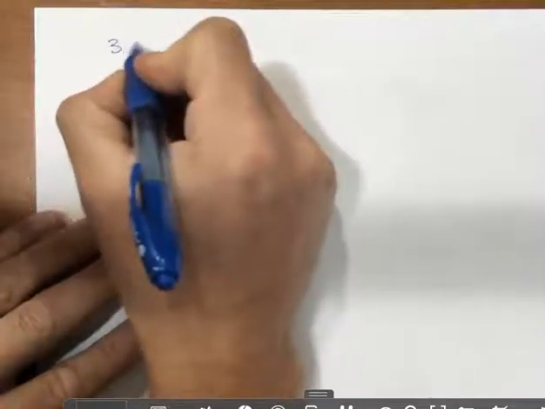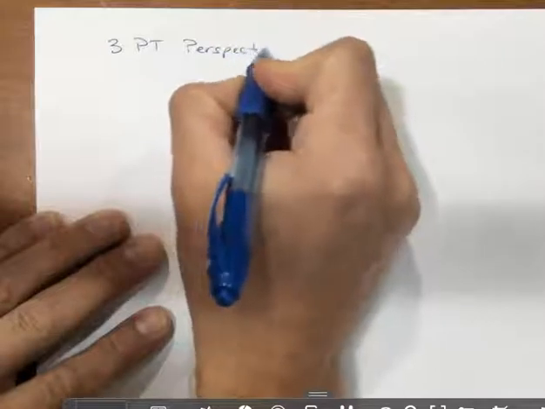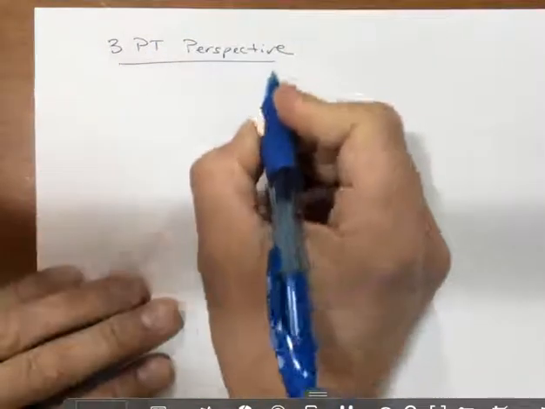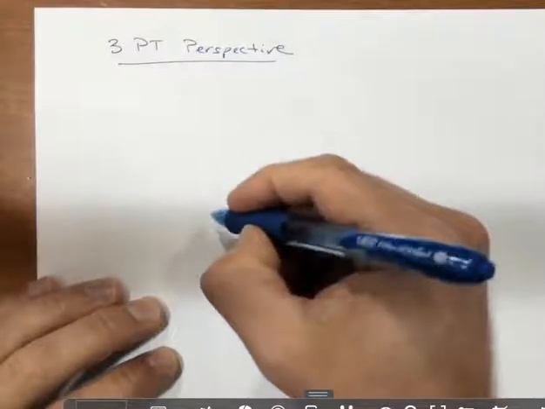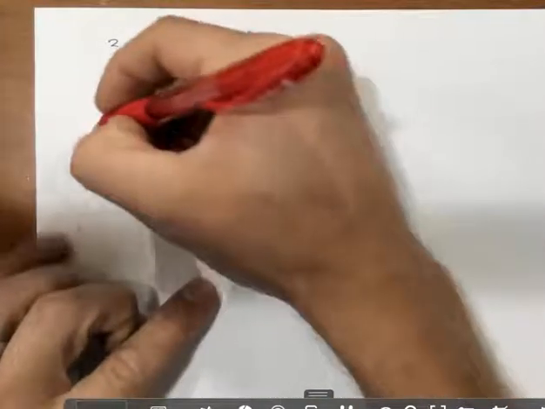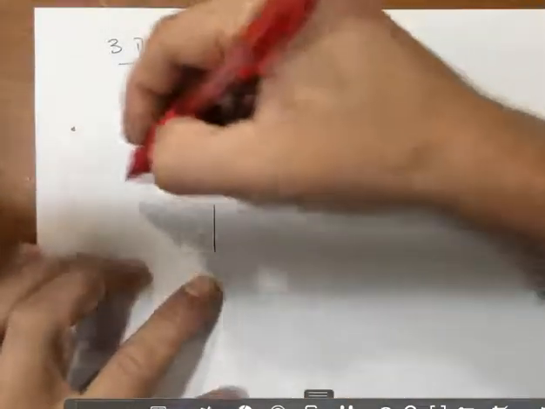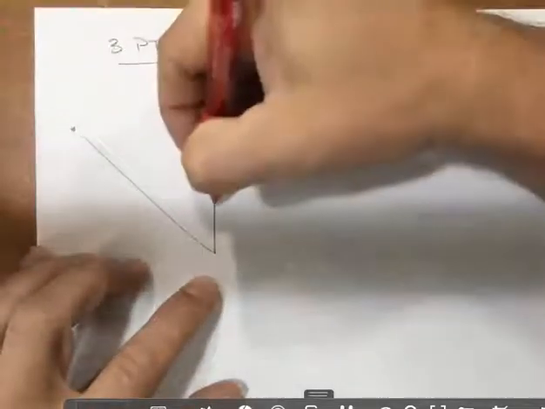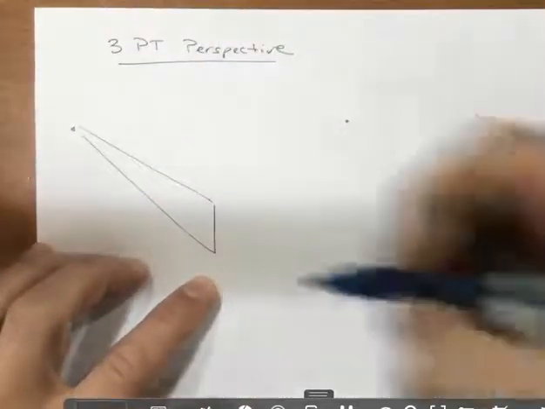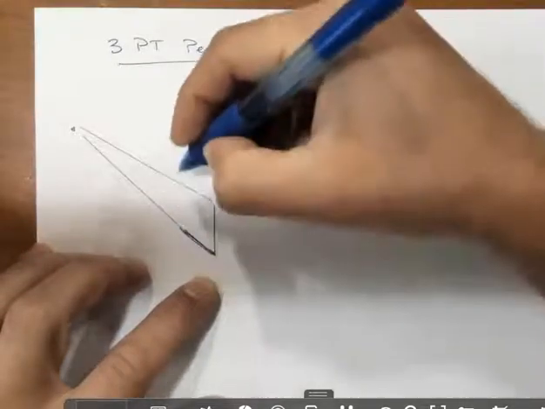Last up, let's try a 3-point. Three-point perspective starts like the 2-point. I'll just start with an edge. I'm going to give myself a couple vanishing points. This one's going to be for width. And I'm going to draw my front face, part of it. I'll set the width here.